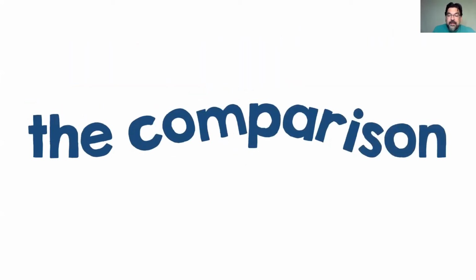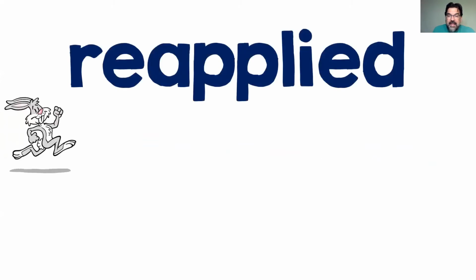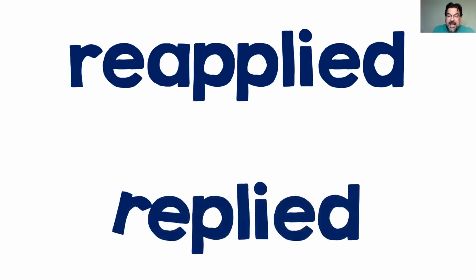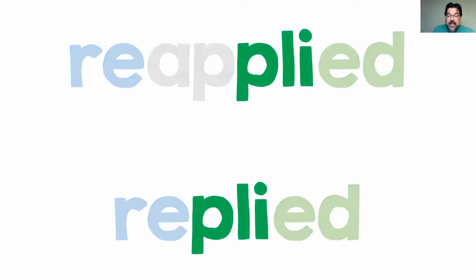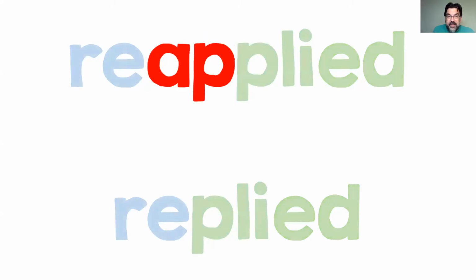Now, let's look at the comparison between the word reapplied and the word the impatient hare might read instead when he rushes through: replied. Right? They're very similar. They both start with RE and they both end with the suffix ED. There's a syllable ply in the middle towards the end. So with the ED ending, there's a syllable plied in both of these words. The big difference is there's an extra syllable in reapply, that AP.